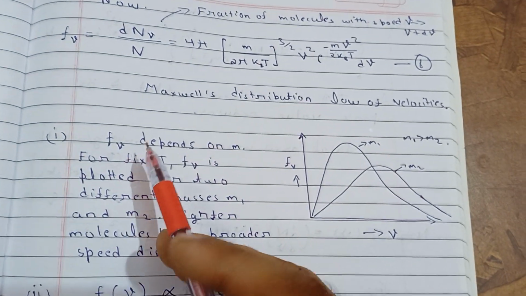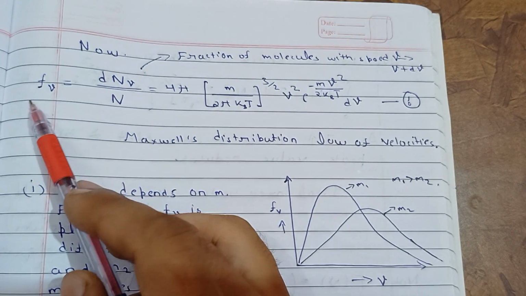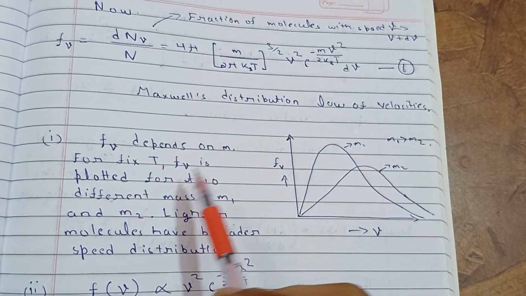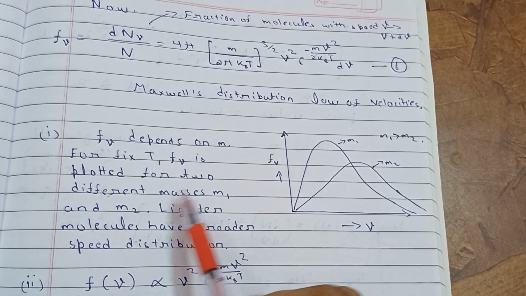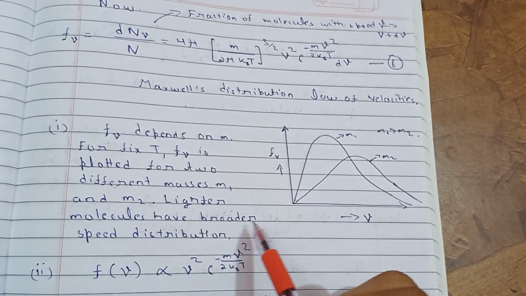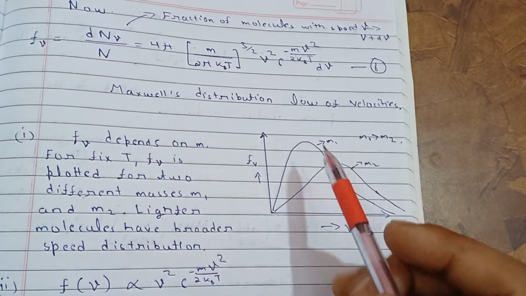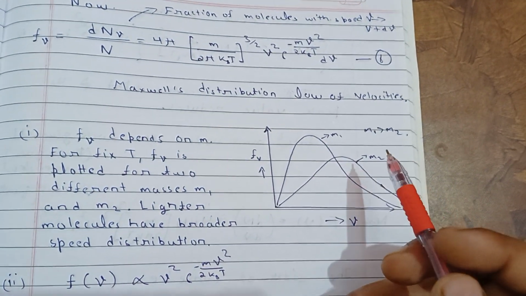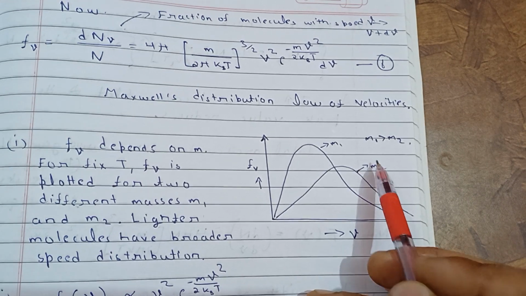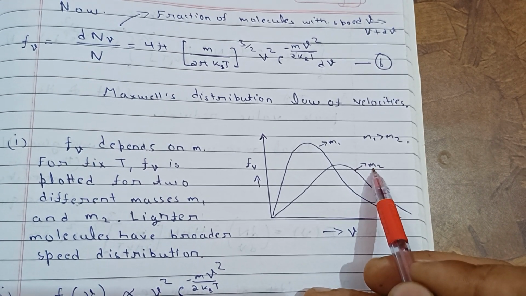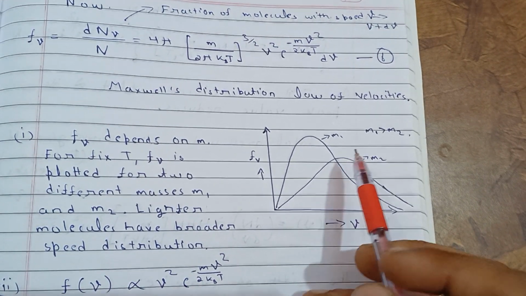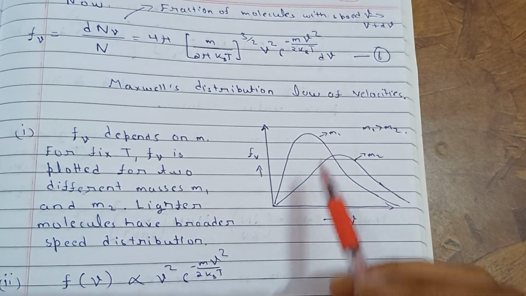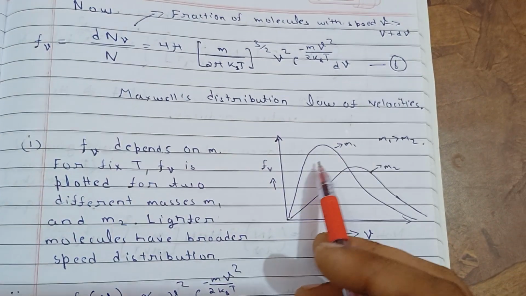See, first, f(v) depends on m. This probability function depends on the mass of the particle for a particular fixed temperature, and the probability function is plotted for two different masses m1 and m2. Lighter molecules have broader speed distribution. If we plot this f(v) with the velocity for two different gases, then for the lighter particles, if m2 is lighter, we will get a broad curve, and for the heavy particle we get a shrunk curve, or a narrow one, you can say.